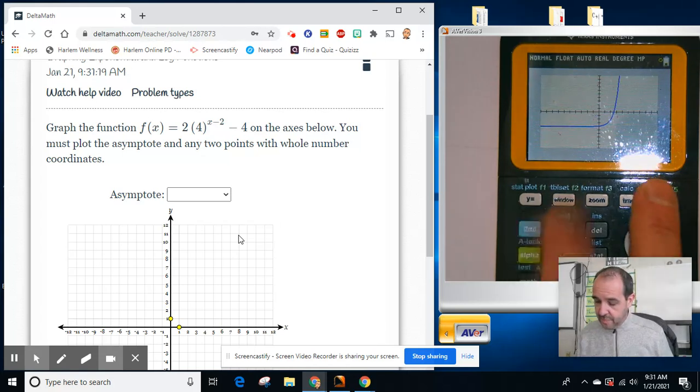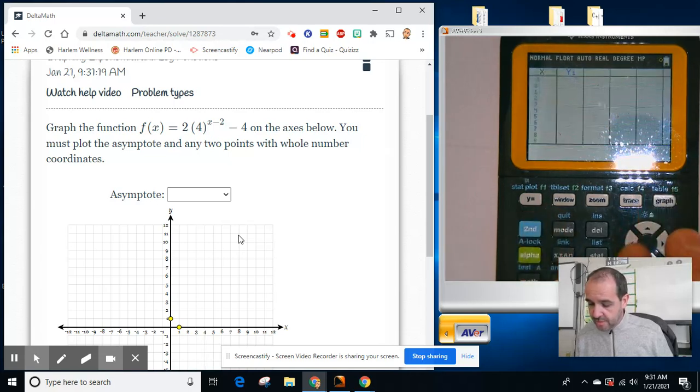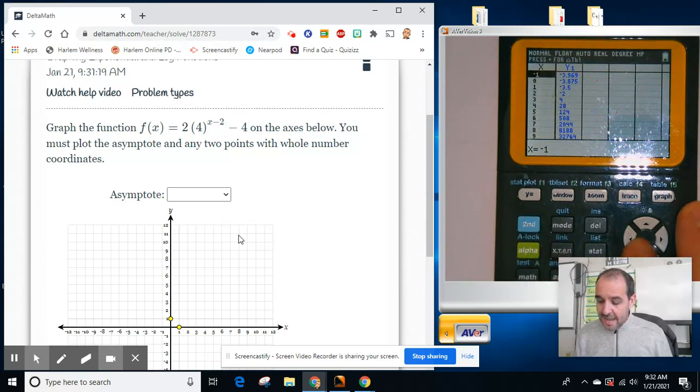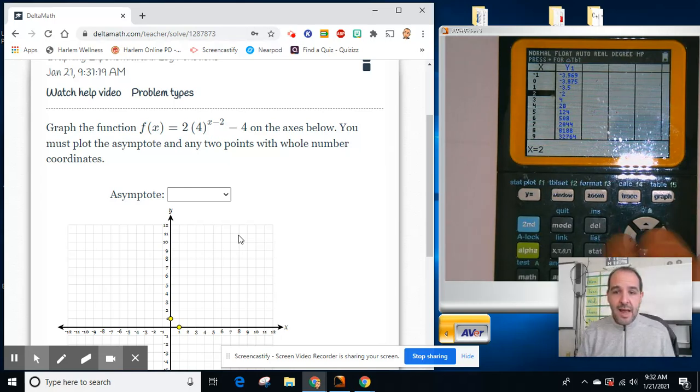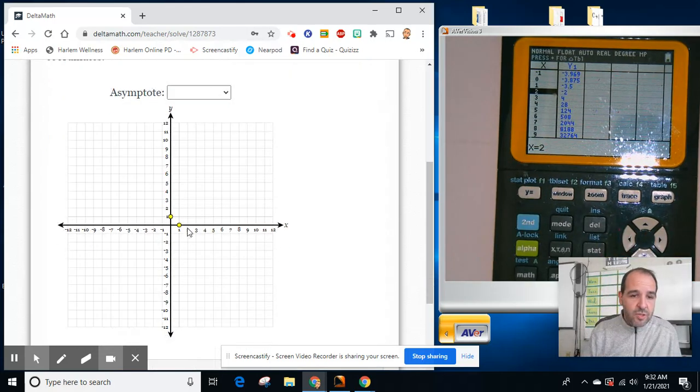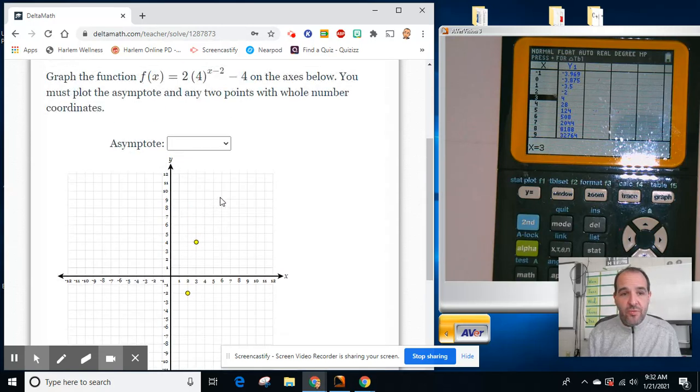Well, a couple things. Okay, first things first, let me pull my chart. To get my points, just grab a couple of whole numbers off of here. So I see 2, negative 2, and I see 3, 4. Okay, I still have to plot my asymptote though.